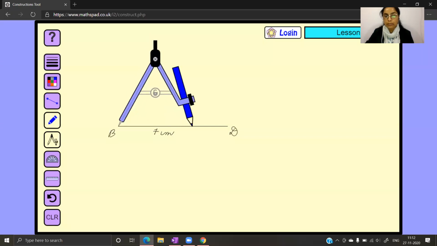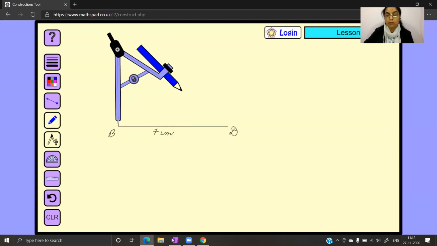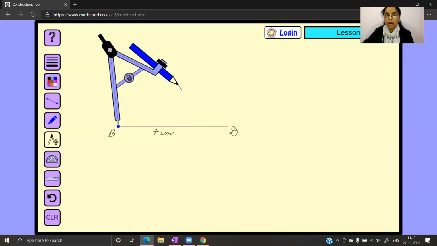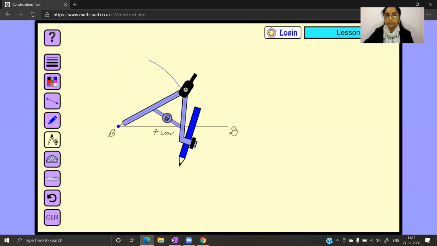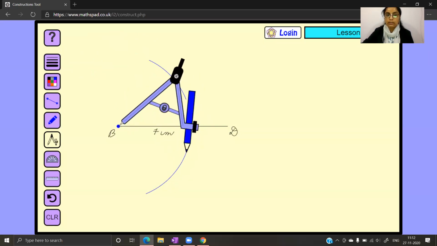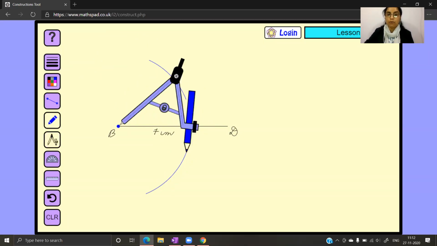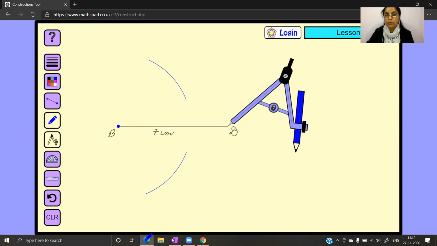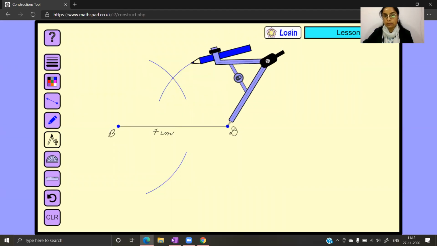Open it more than half. And then fix the radius. You don't want to change it till you have done the construction of the perpendicular bisector. So from one endpoint, from B, you will draw arcs above BD and below BD. This is from B, above and below. Same thing is to be done from the other endpoint. From the other endpoint D, draw arcs above and below.